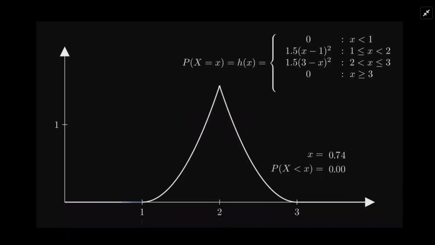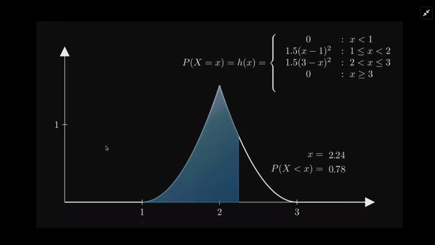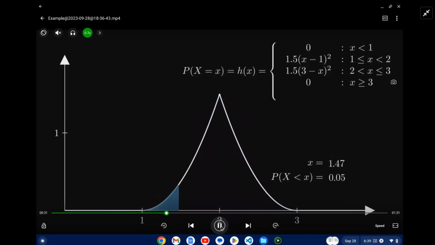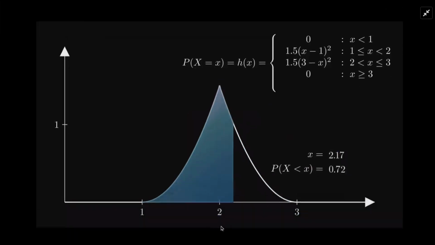So here comes the area. You see the probability increasing. Let's just run that one more time, and I can stop it to think about what's happening. So x is increasing, and let's stop it here.